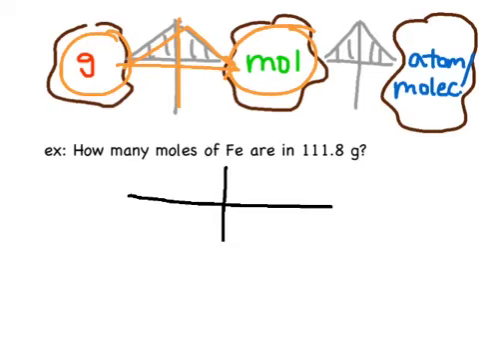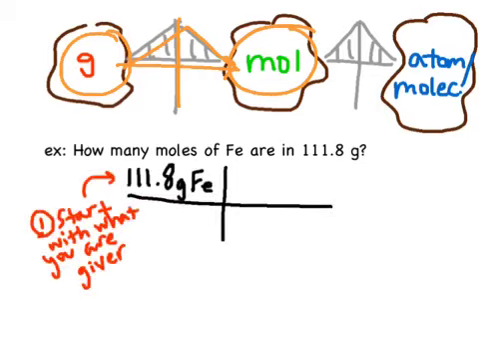So just like in previous bridge calculations that I taught you guys last semester, you always start with what you're given. So for this example, in our sample problem, we are given 111.8 grams of iron. So that's exactly what we start with on that left side of our bridge. And please get in the habit of putting down the atoms or molecules you're working with, because if you don't, you'll get confused. Guaranteed.